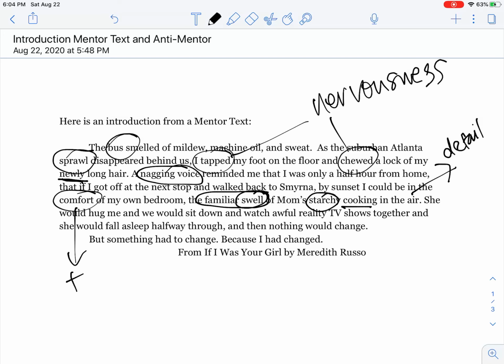And the smell of cooking. Starchy foods are generally comfort foods. And familiar, that's a positive tone word. And so she's giving us the sense of how she feels about home by the words that she chooses. She says that her mom would hug her, also a positively connotated example. Sit down and watch awful reality TV shows, kind of like an indulgence, a guilty pleasure. Together, she would fall asleep halfway through and then nothing would change.